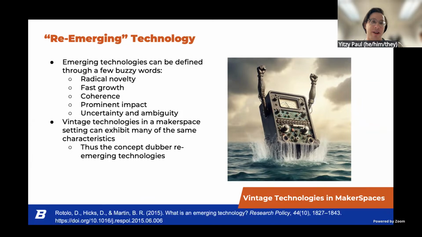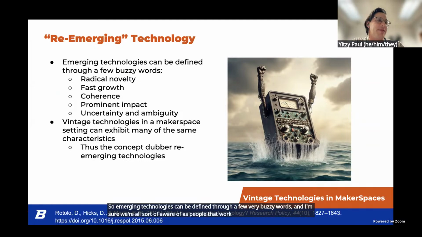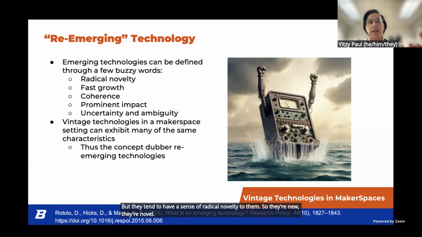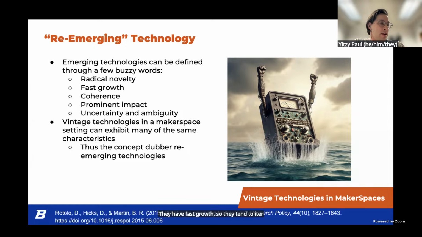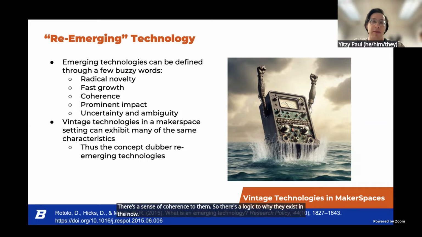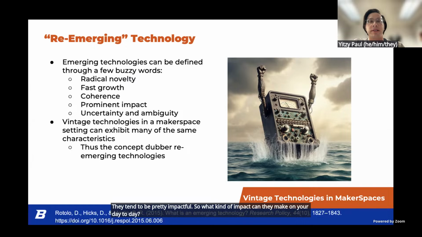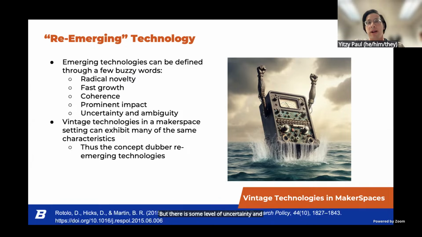Emerging technologies can be defined through a few very buzzy words that I'm sure we're all aware of as people that work in the kind of spaces that tend to house emerging technologies. They tend to have a sense of radical novelty. They're new, they're novel, they have fast growth, so they iterate and change very quickly. There's a sense of coherence to them, so there's a logic to why they exist in the now. They tend to be pretty impactful: what kind of impact can they make on your day to day? But there is some level of uncertainty and ambiguity. What is this? How does it work?